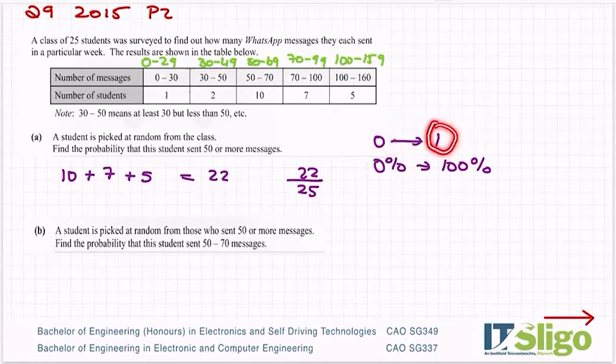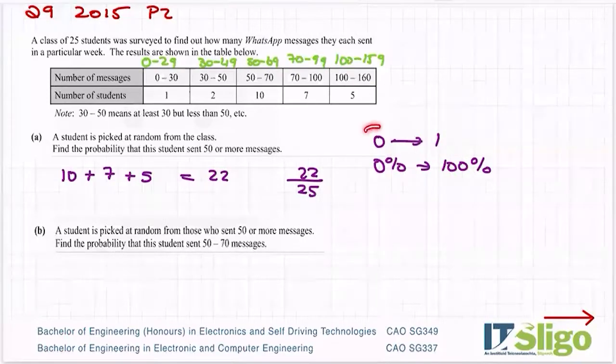And you can never have probability greater than 1 or 100%. If something has a probability of 1, then it's definitely going to happen. So for example, what is the probability that it will rain in Ireland in April? Well, that's a probability of 1. It's definitely going to rain in Ireland in April.